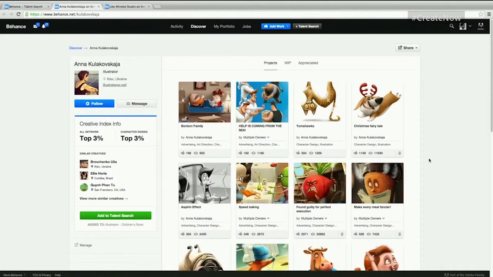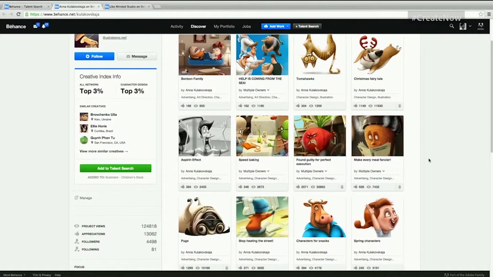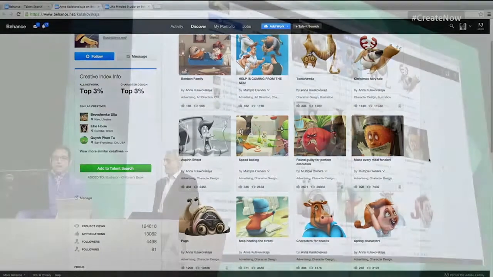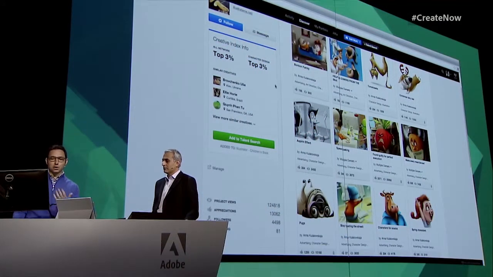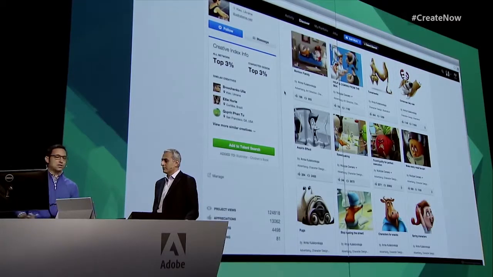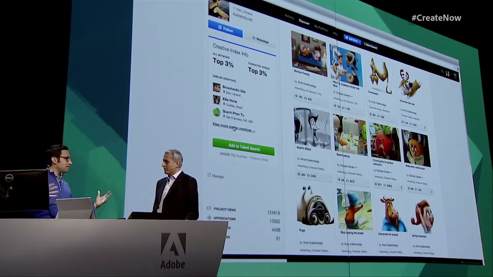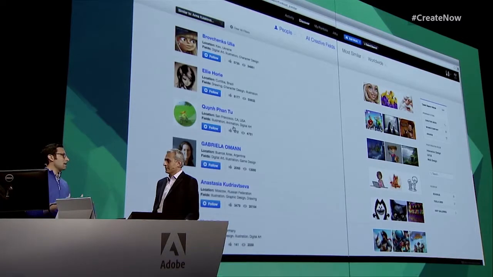So Anna is a candidate here, and you can see her portfolio, and you can see it's a real distinctive style of illustration. And listen, I might want to connect with her. I can direct message her. I can shortlist her for the search. But let's say she's busy. Let's say she comes back and is like, hey, sorry, I can't work with you. What if I could see similar candidates based on the creative graph and all the information we know about her?